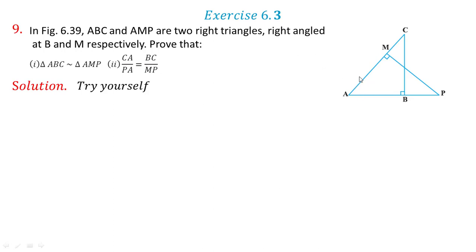Okay, ninth problem. Two right angle triangles are given. ABC is one right angle triangle and AMP is another right angle triangle. We have to prove that triangle ABC is similar to triangle AMP. Simple. By AA criteria you can prove it yourself, and therefore their corresponding parts will be in ratio. So this problem is a simple one. All of you can solve this problem.